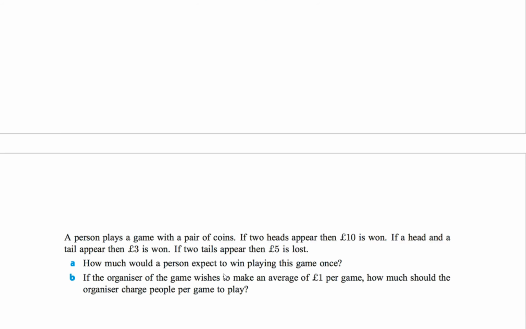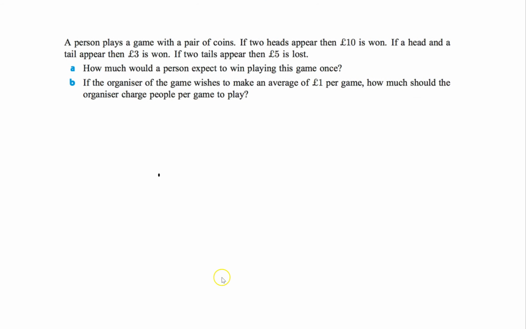One final example and then we're done with this video. A person is playing a game with 2 coins. If 2 heads appear, 10 pounds is won. That's pounds, the British currency. If a head and a tail appear, 3 pounds is won. And if 2 tails appear, 5 pounds is lost. How much would you expect to win playing this game once? Well, that's kind of a loaded question. We actually have to do all the work for that.